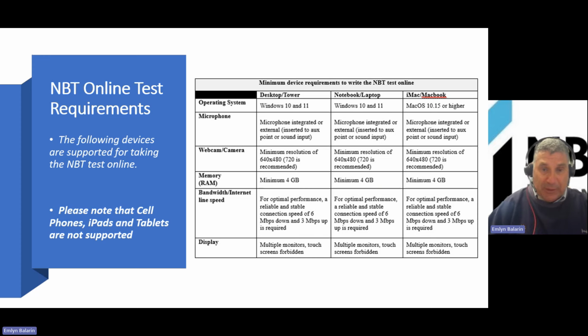So for optimal performance on the test day, we recommend a connection speed of 6 megabits per second down and 3 megabits up. That's slightly higher than the minimum requirement, but as I said, that pretty much approximates a 3G or an entry-level fiber connection. The test platform does not allow multiple monitors or touch screens. And when you go into the lockdown browser, again, I'll deal with that later, it will shut down that functionality.